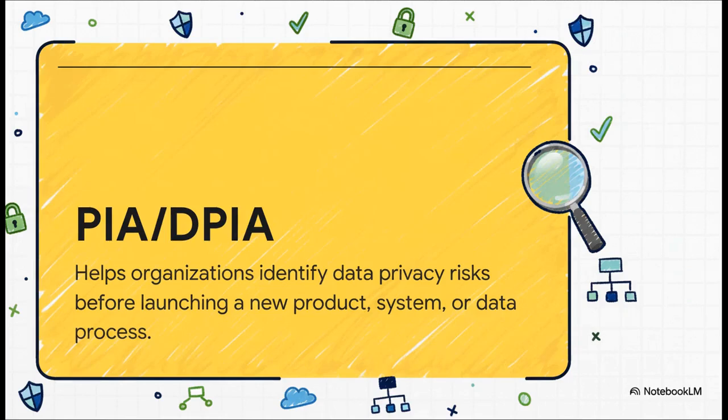Before we go any further, let's make sure we're all on the same page. A PIA or a DPIA, what is it? It's basically a risk assessment. It's a formal way to help you spot and fix potential privacy problems before you launch that new product or system or a big marketing campaign.